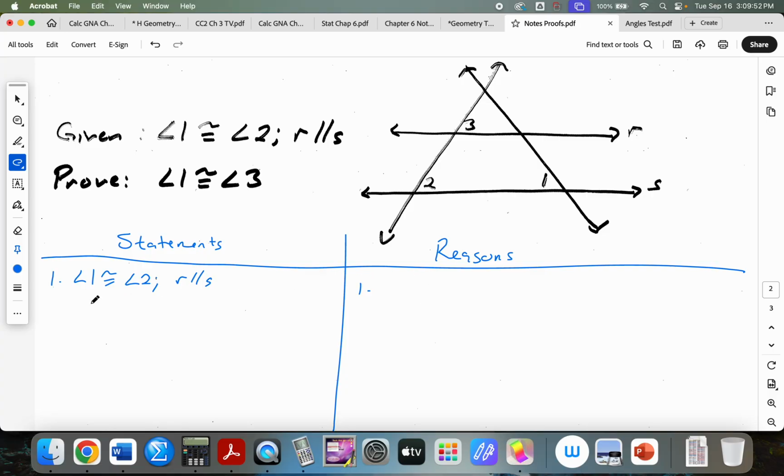How do I know that this part is true? Because it was given to me. Someone said, this is what we know to start with. All right, I'm going to go ahead and mark that R is parallel to S, and I'm going to mark that angle 1 is congruent to angle 2. Is that an arrow, like thingy? These? Yes. Okay.